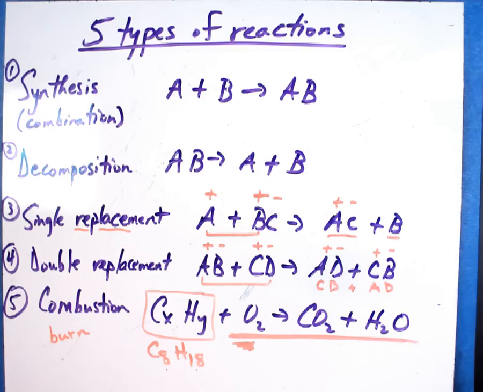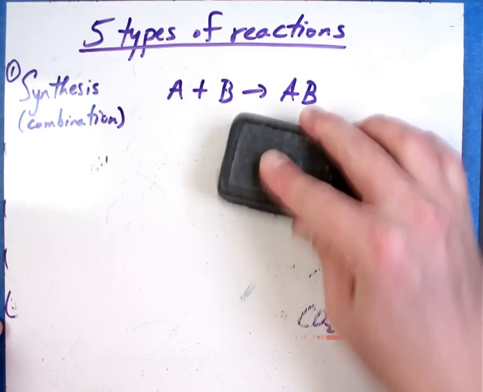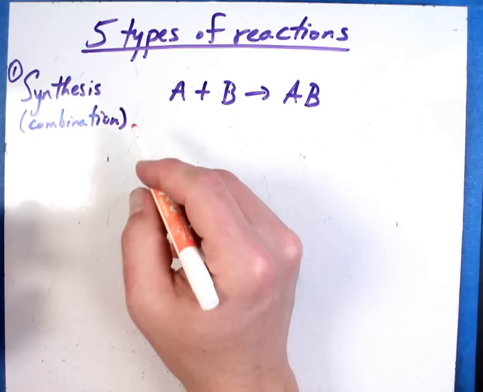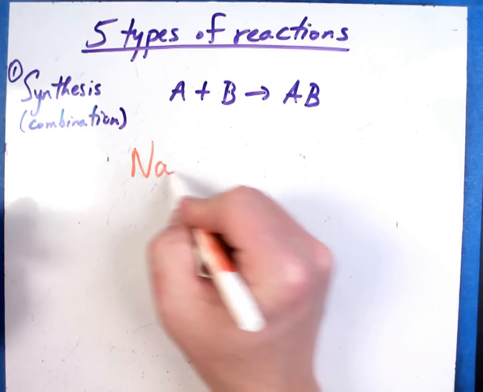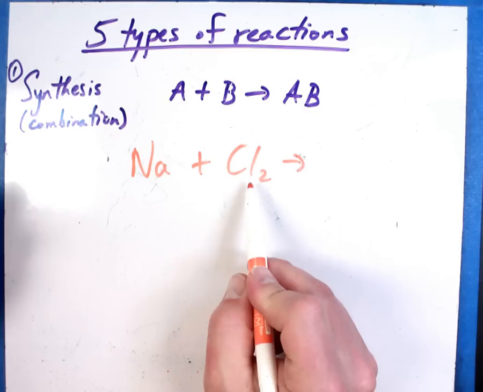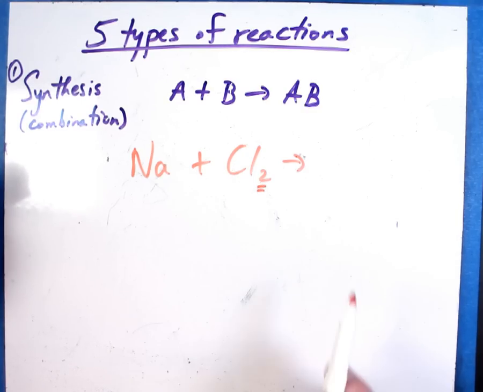Now, what I'm going to do very quickly is walk through each reaction and give you an example so you can write it down. So let's start with synthesis. Here is a very simple synthesis reaction. Let's say we take Na plus Cl2, and you'll notice that's a single thing and that's a single thing. Now, this one is what is called a diatomic element. A diatomic element is something that is in pairs when it's found by itself.